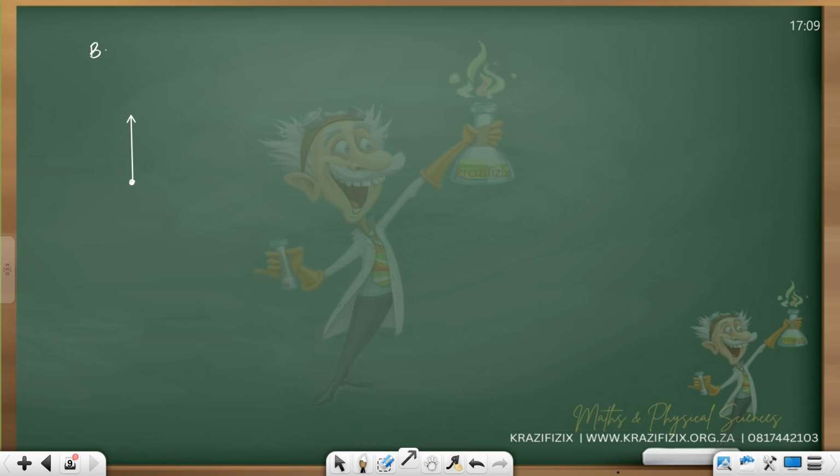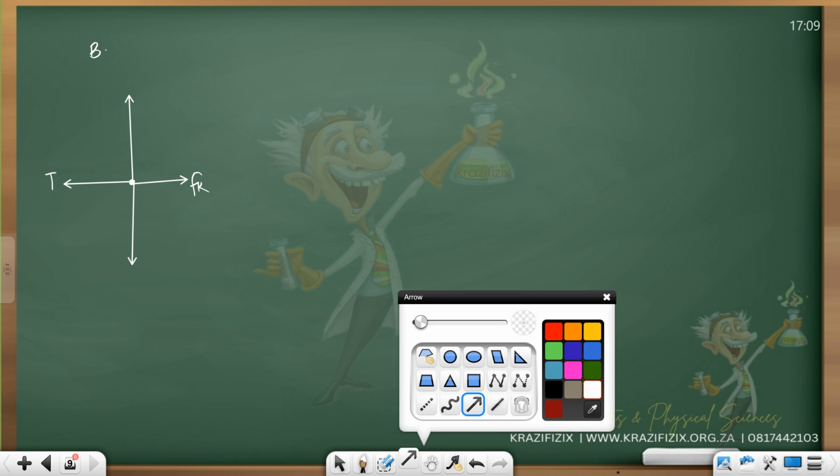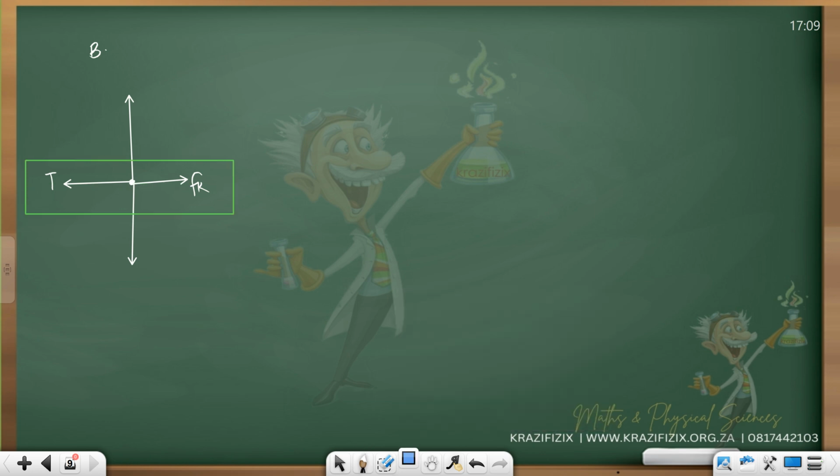Just to redraw that free body diagram quickly. 1, 2, 3, and 4. Okay, so FK, T. These are the two things that matter to me here. Why? The object is moving horizontally. Object is moving to the left, so we take that as positive, and this would be negative.